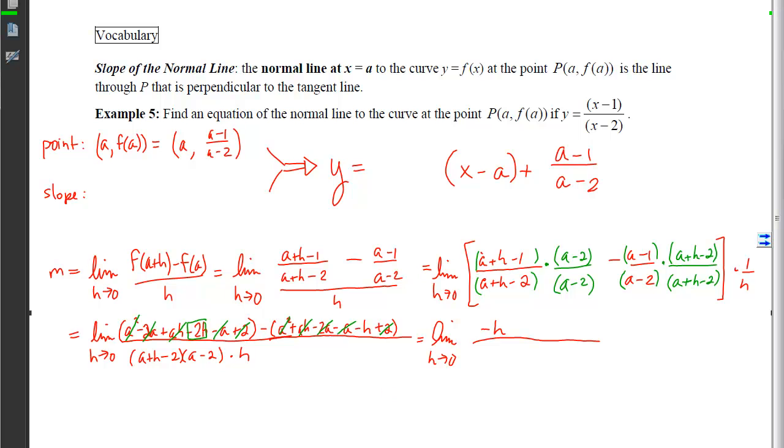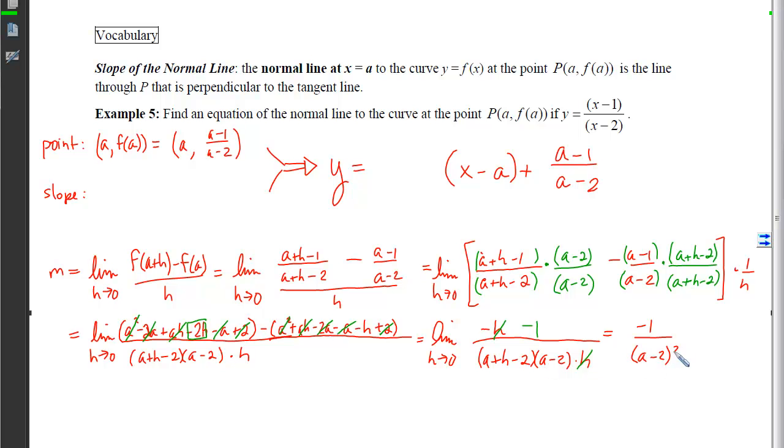And notice on the bottom that I still have that a plus h minus 2, and an a minus a 2, and an h. So what's nice is that these h's now cancel, and I have a negative 1 on top, and I can compute the limit because I've eliminated the problem that was creating that division by 0. So I can plug in my h equals 0, which means I don't have to write the limit anymore, and I'll get a negative 1 over an a minus a 2 times another a minus a 2.